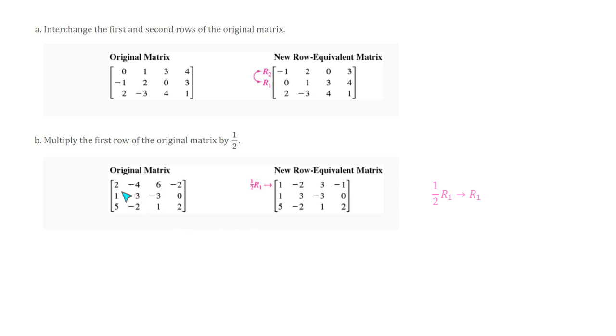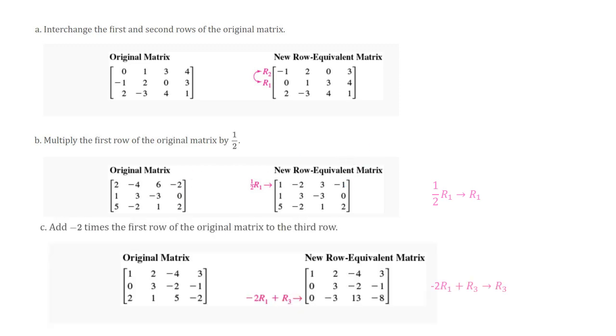So if I have 2 here and I multiply it by a half, 1/2 times 2 is 1. So that's why I have a 1 here. Negative 4 times a half is negative 2, so I put my negative 2 here. 6 times a half is 3, so I'm going to have 3. And then negative 2 times a half is negative 1.